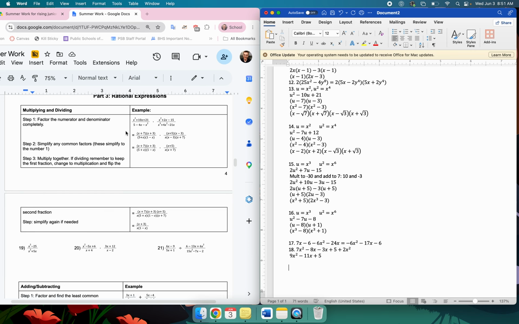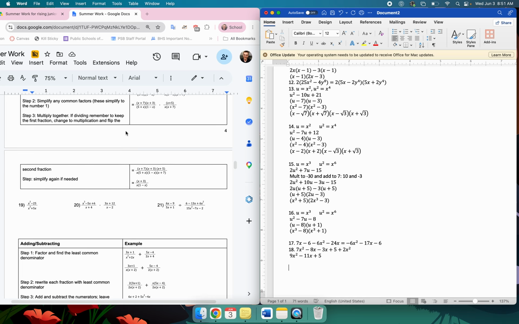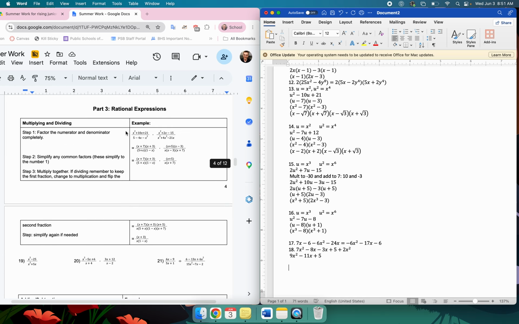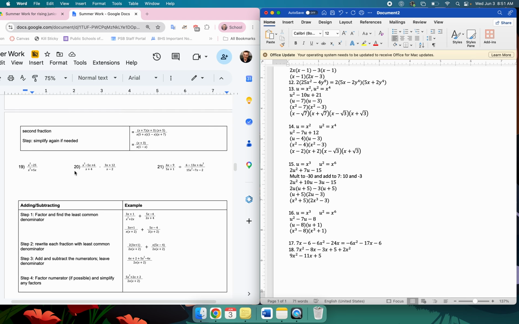Okay, what are we doing now? We are doing rational expression stuff. Are we simplifying? I guess we're just simplifying. There aren't any instructions, but I'm pretty sure it's just simplify this and make it as nice as you possibly can.